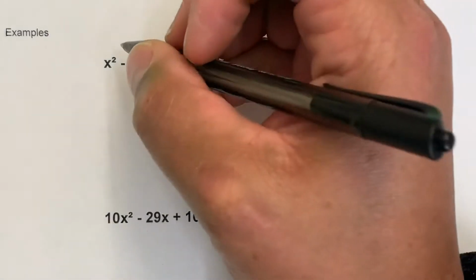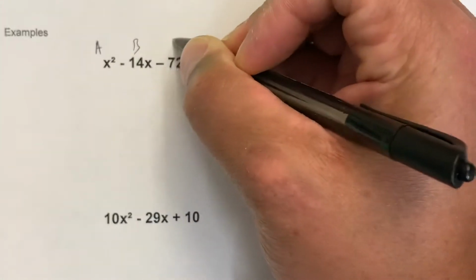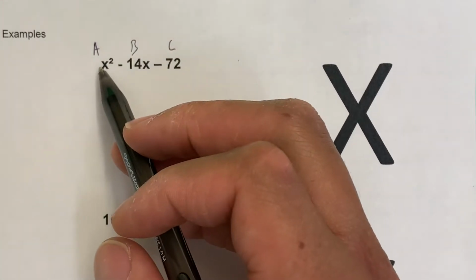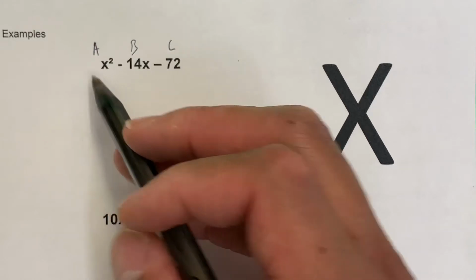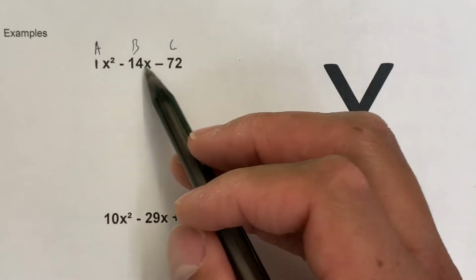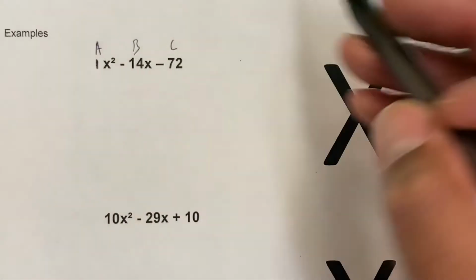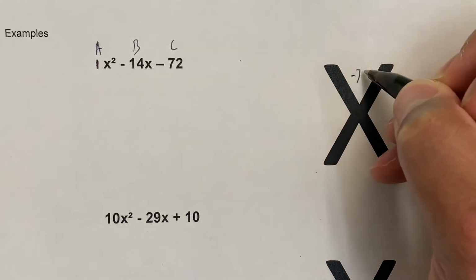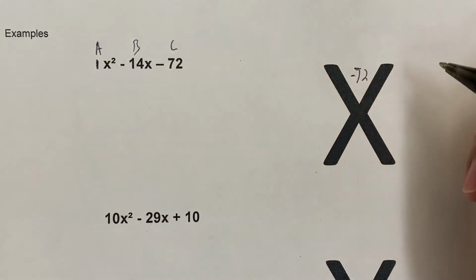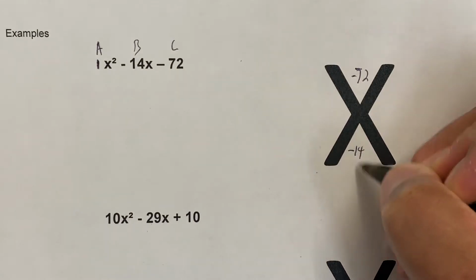Again, the first thing I always try to do is identify A, B, and C. This one's a little tricky because A is 1, but that's okay. We can still work with that. So A is 1 and C is negative 72. 1 times negative 72 is negative 72, so there's our AC term in the top. And then B is negative 14 right here.